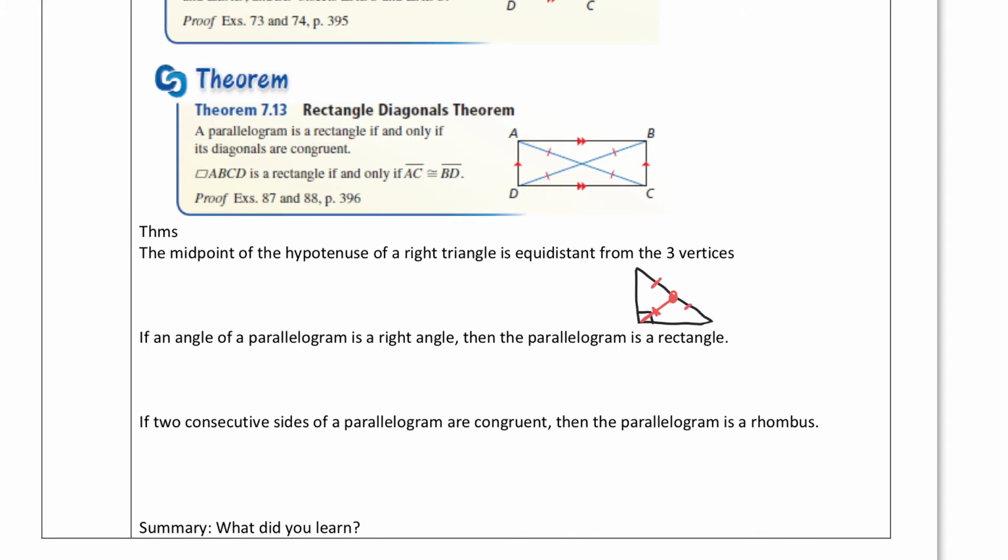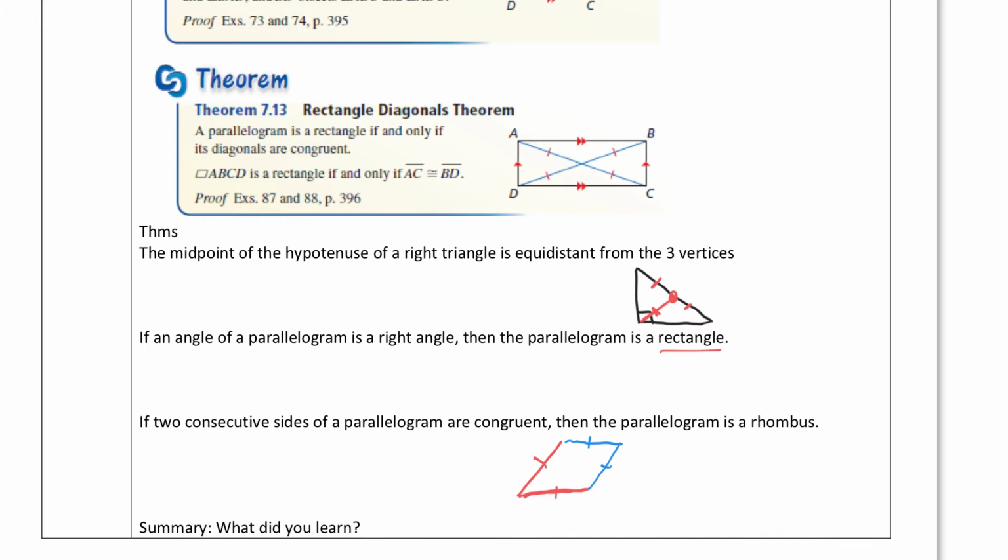If an angle of a parallelogram is a right angle, then we know it's a rectangle. That's what we've talked about. And if two consecutive sides of a parallelogram are congruent, then it's a rhombus. So in other words, if I've got these two sides and I know that it's a parallelogram and these two are congruent, there's no other way, as long as it's a parallelogram, to keep this parallel, to keep that parallel, other than making these congruent as well. So you end up with a rhombus.